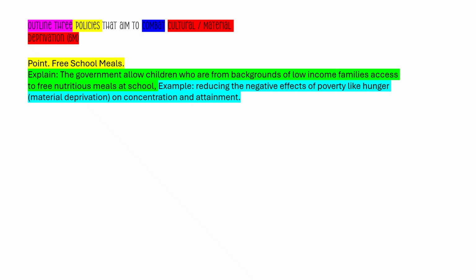So my first point is free school meals. Now, I've explained it very briefly using one example. So the government allow children who are from backgrounds of low-income families access to free nutritious meals at school, reducing the effects of poverty like hunger on concentration and attainment. So as you can see, I've made the point being the policy of free school meals, and I've briefly explained with an example of how it fights, combats, stops material deprivation, people who cannot afford to feed their children every single day.